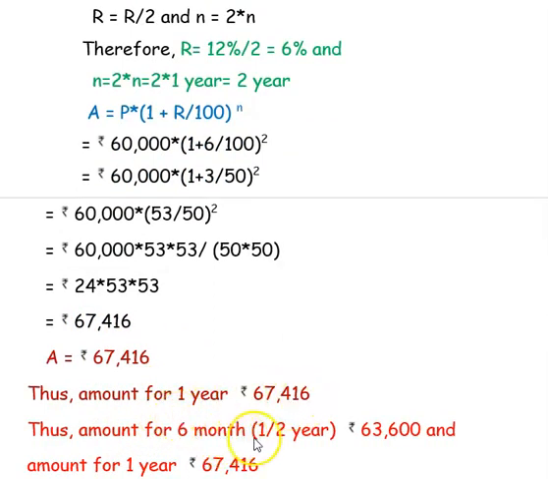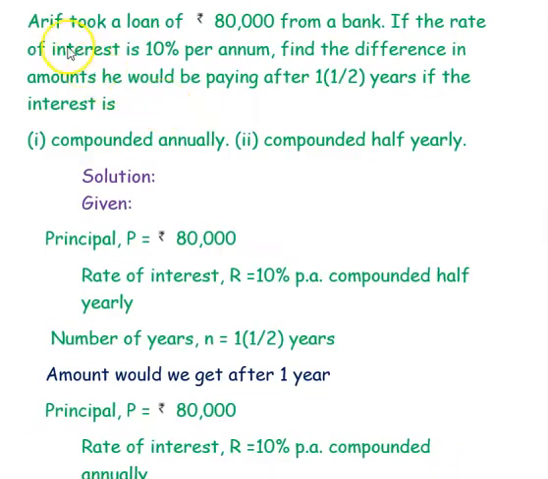So if it is calculated for 6 months, then it will be 63,600. And the amount for 1 year is 67,460. Let's see the next example.